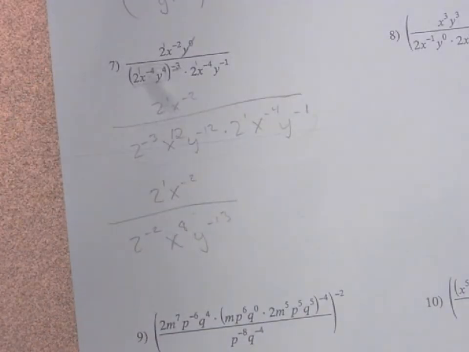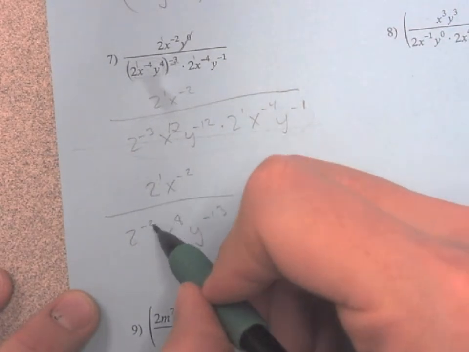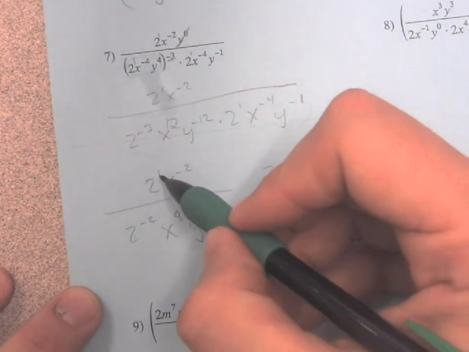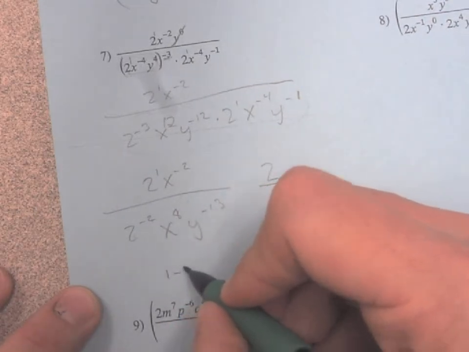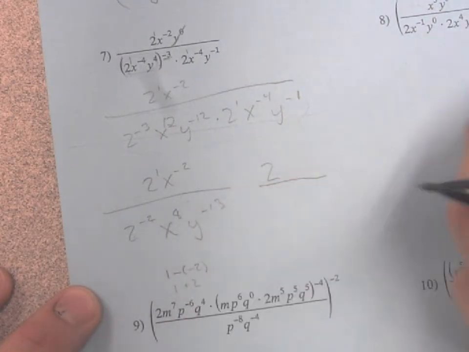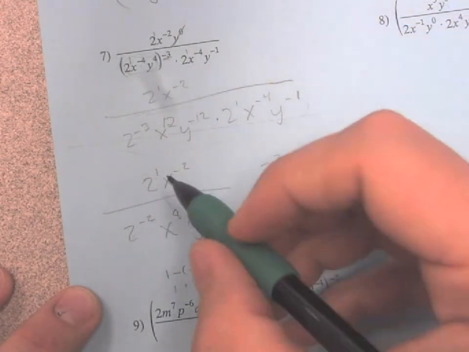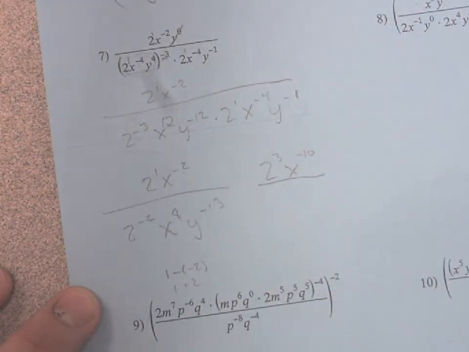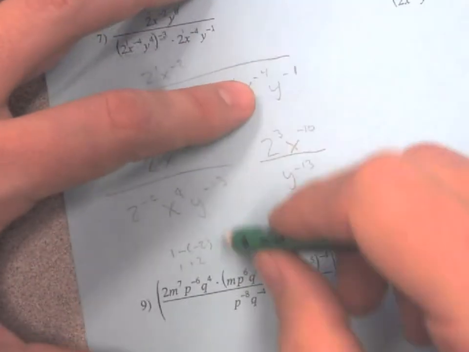Okay, now from here, I can use the quotient property. So since I have 2's and 2's, I'll just subtract the exponents. 1 minus negative 2 is like 1 plus 2. So we're subtracting here, but I'm subtracting a negative 2. So 1, just off to the side here, 1 minus negative 2 is 1 plus 2. Okay, so that's 2 to the 3rd power. Okay, then we have our x's. We have a negative 2 minus 8. That's negative 10. And we have a y to the negative 13, excuse me, that's still on the bottom.